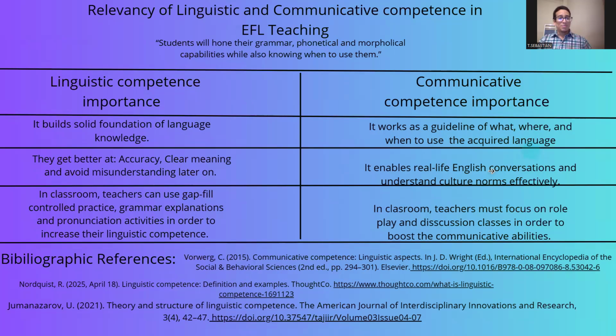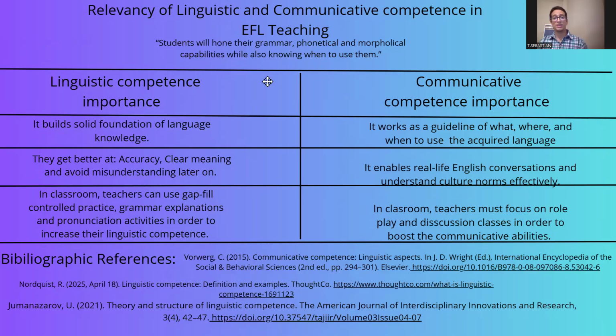So, what is the importance of these two theories in EFL teaching? Linguistic competence builds a solid foundation of language knowledge. This means that it's good for low to low intermediate English starters. So we should strive for teaching that. And we can do that by using grammar explanations or gap fill controlled practices that can bolster their accuracy and avoid misunderstandings. This prepares them for the communicative competence.